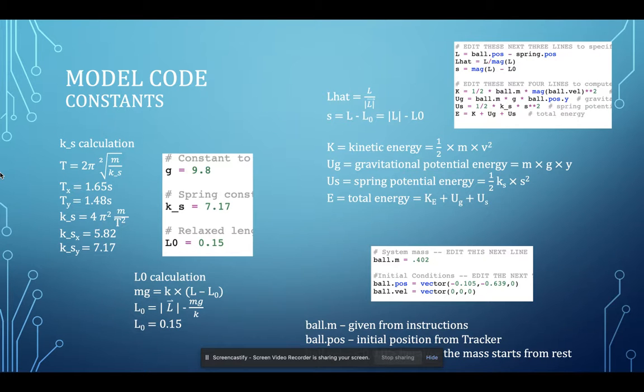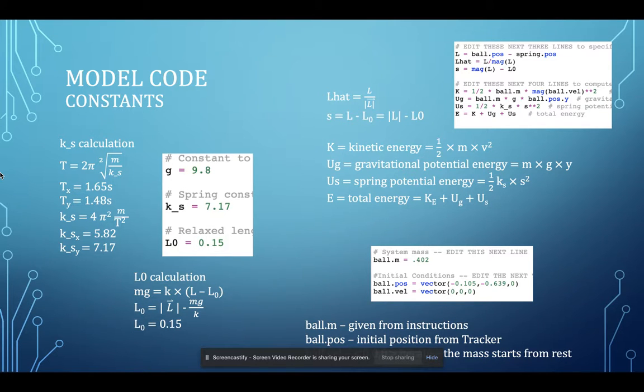And in this case, we use this by finding the oscillation periods from the tracker video. I found the oscillation period in the y direction to be 1.48 seconds. And then we solved for the spring constant by using the formula Ks is equal to 4 pi squared times m over the oscillation period squared. And we found Ks using the y oscillation period to be 7.17.